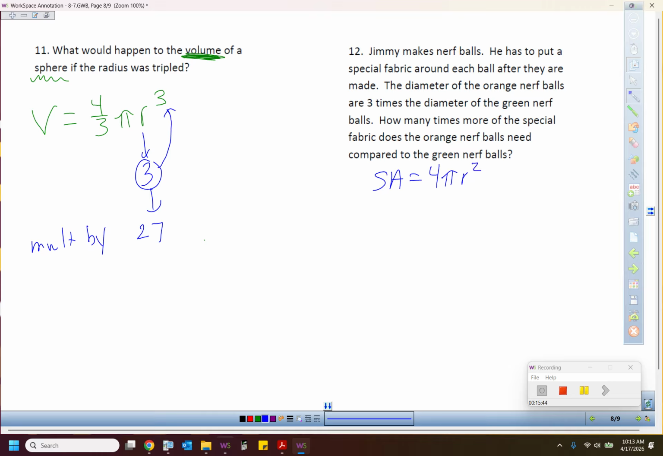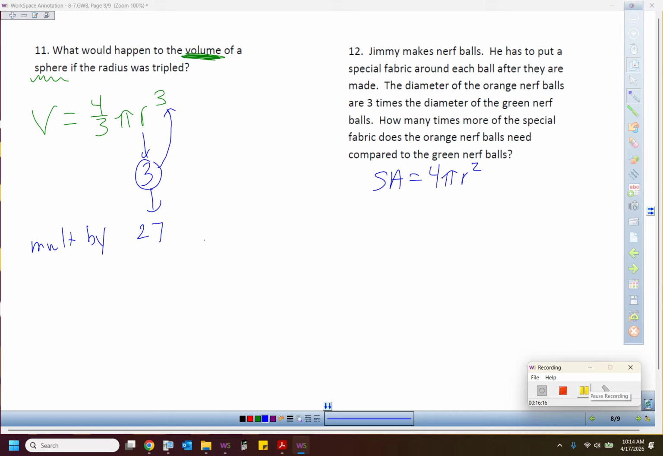What we call 4 pi r squared, right? What's the evil little trick? They don't tell us how the radius got affected. They tell us how the diameter got affected. So if the diameter is tripled, what does that do to the radius? Discuss what you think, and then we'll talk about it. Because the diameter got tripled, how does that affect the radius?